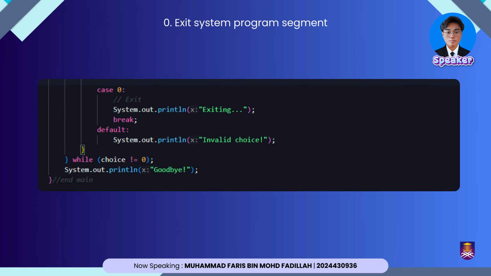Lastly, when the user selects 0, the system prints exiting and stops the current process or exits the menu. If the user enters an option that does not match any valid case, the system responds with invalid choice. This helps catch typing errors or unsupported inputs.